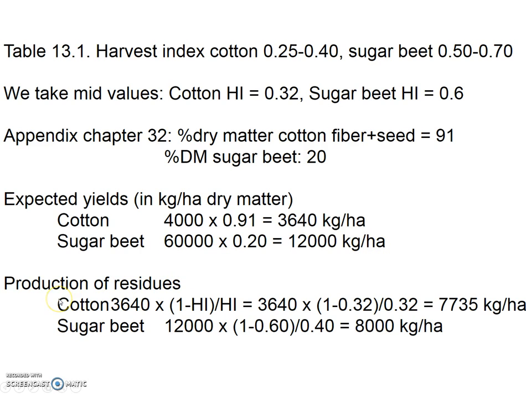Now we can calculate the production of residues. For cotton, we multiply the yield in dry matter, 3640, by 1 minus harvest index over harvest index. In other words, 3640 multiplied by 1 minus 0.32 divided by 0.32, and it is 7735 kilograms per hectare. For sugar beet, applying the same equation, we come up with 8,000 kilograms per hectare of residues of sugar beet. Note that only the sugar beet residues are going to be exported.